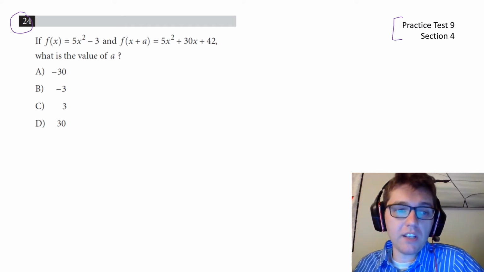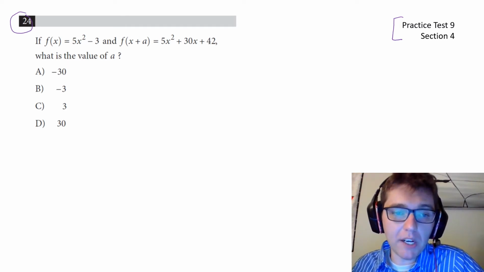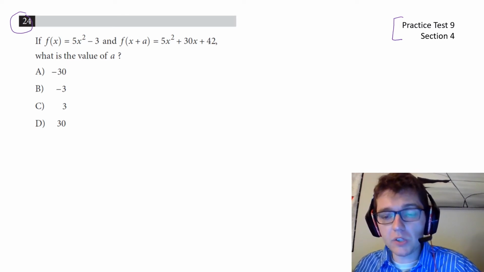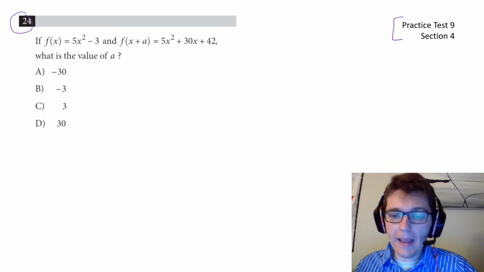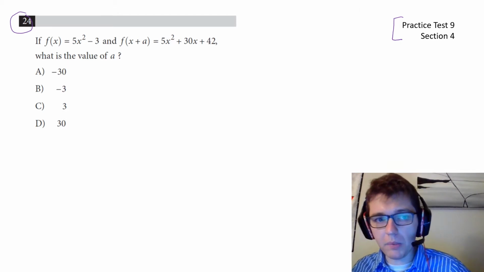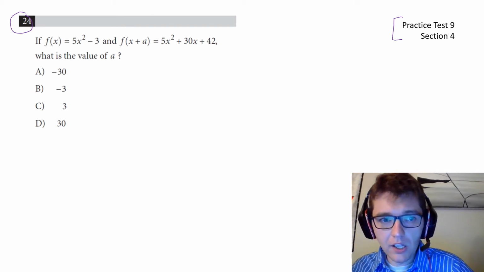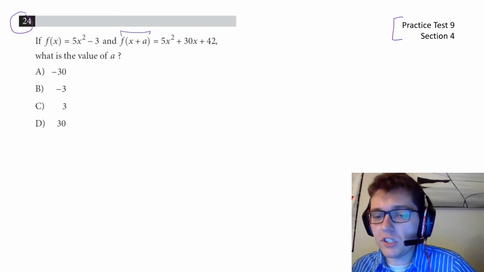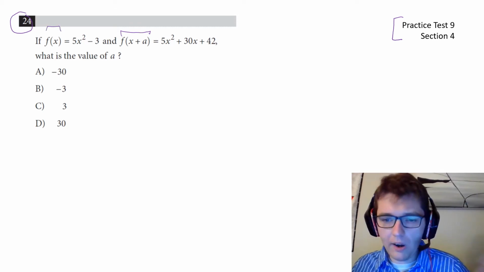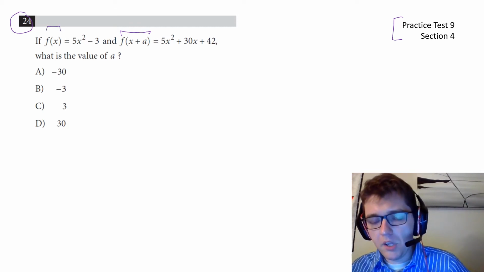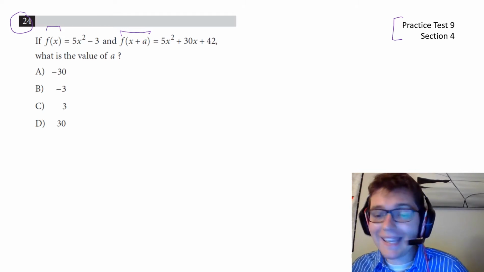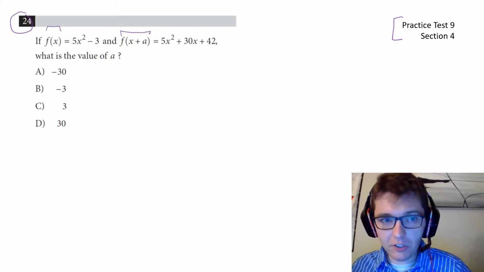Okay, so the problem is: if f of x is equal to 5x squared minus 3, and f of x plus a is equal to 5x squared plus 30x plus 42, what is the value of a? I'd bet what's tripping most students up on this problem is seeing this f of x plus a appear here. You're just not used to seeing this every day. You're used to just seeing straight f of x like you have over here, or f of y, a single variable, basically. But the good news is we can fix that. You can make it into that single variable that you're used to seeing.